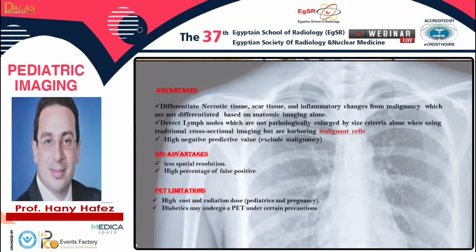The advantage is that it could differentiate necrotic tissue, scar tissue, and inflammatory changes from malignancy, which are not differentiated based on anatomic imaging alone. It can detect lymph nodes which are not pathologically enlarged by size criteria alone. It has a high negative predictive value, so it excludes malignancy. The disadvantages are less spatial resolution and a high percentage of false positives. PET limitations are the high cost and radiation dose. Diabetics may undergo a PET under certain circumstances and precautions.